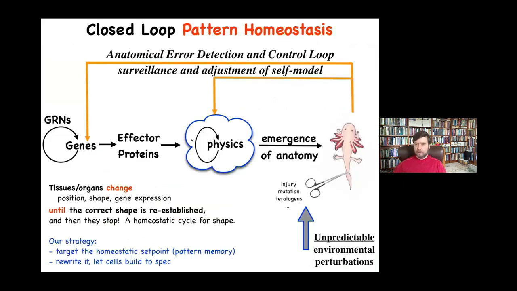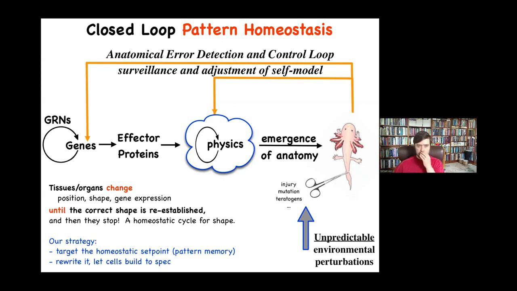And so what we've been doing is, to this standard picture of developmental biology, where you have some gene regulatory networks, and then some physics happens with these proteins, and then there's emergence, this magical process whereby you get this complex shape. Yeah, it's not all feed forward. There's this amazing ability, both at the level of physics and genetics, to return you to a correct state if you're deviated by injury, mutation, teratogens, whatever. And so this is a model of a kind of anatomical homeostasis.